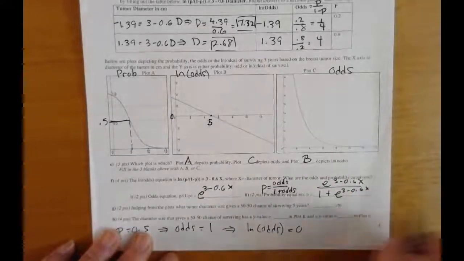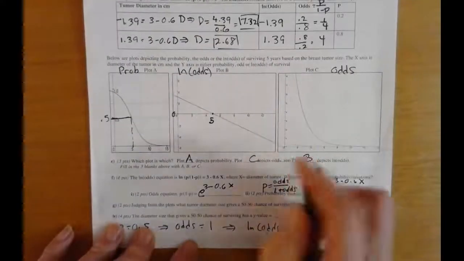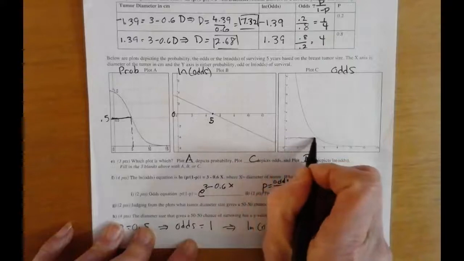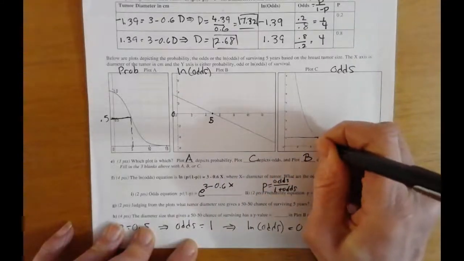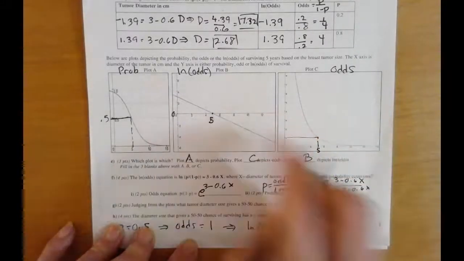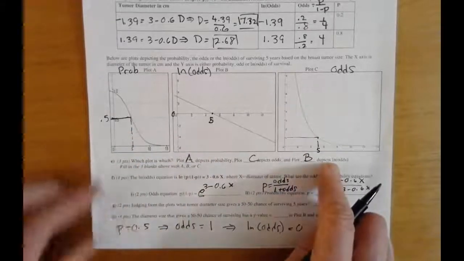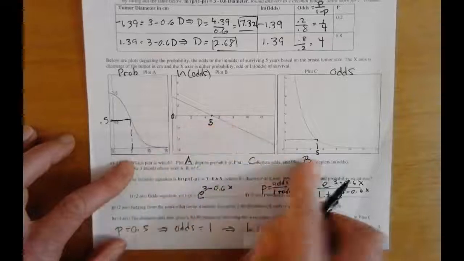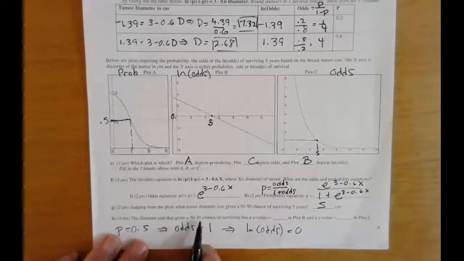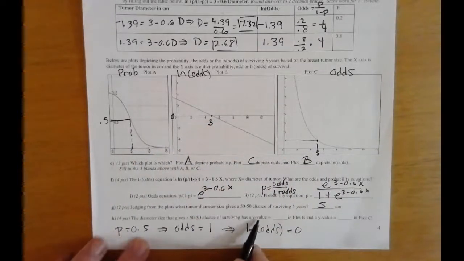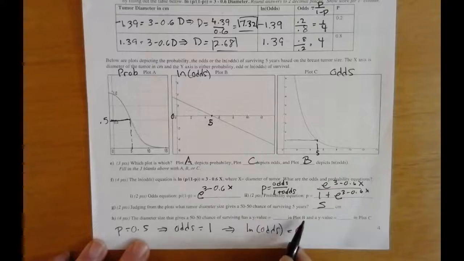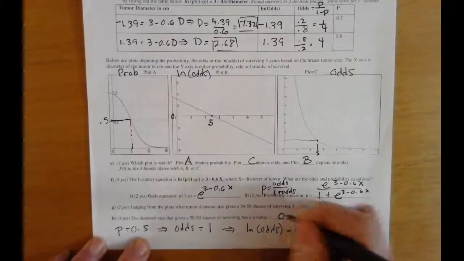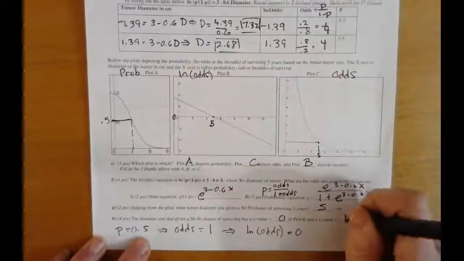And right here, this looks like the hardest one to read. This would be where 1, it's not too bad, intersects at 5. So any of those will show the answer here is 5 centimeters on the x-axis. All right, the diameter size that gives a 50-50 chance of surviving has a y value in plot B, which is log odds of 0, and here of 1.